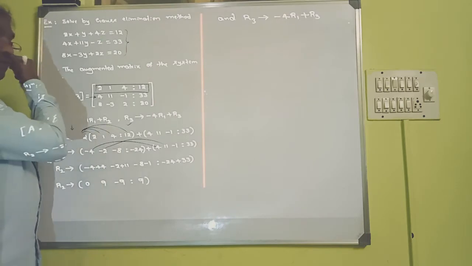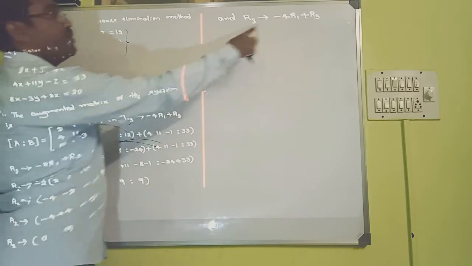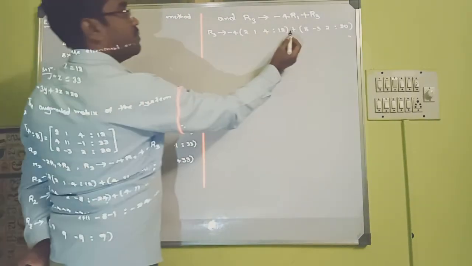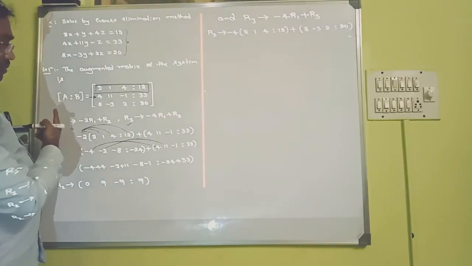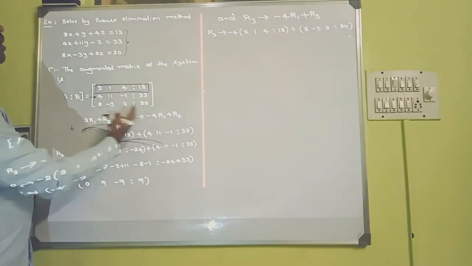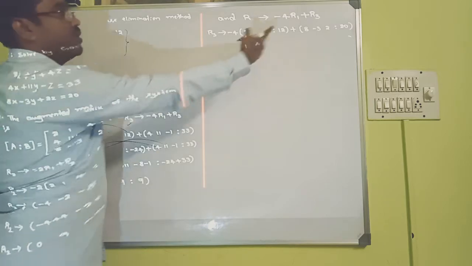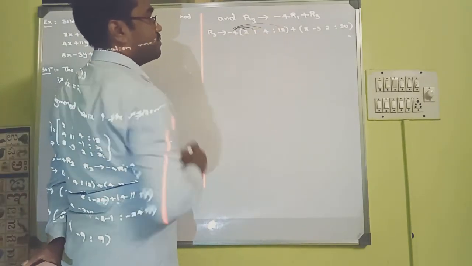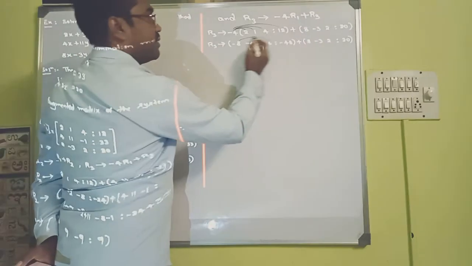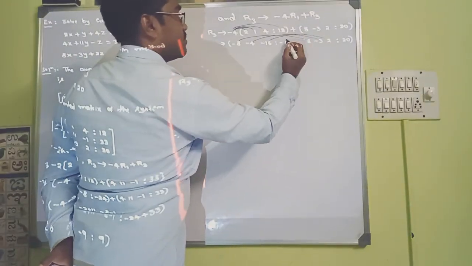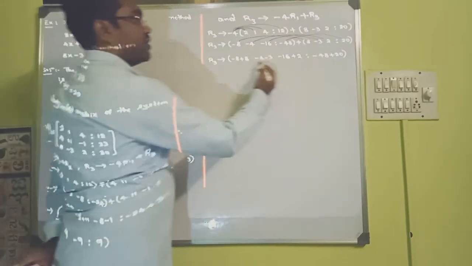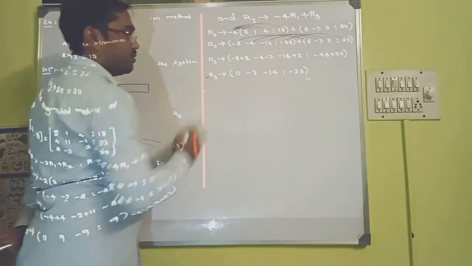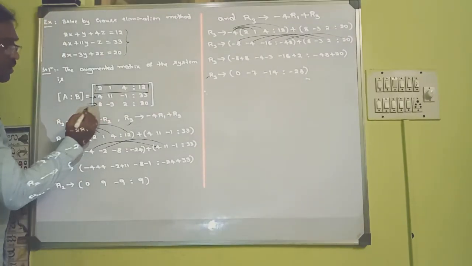Now let us replace R1 as this row here, minus 4 times R1 plus R3. R3 is this. This is our R3. 8 minus 3, 2 we have written. Now multiply minus 4 inside everywhere. Yeah, we have multiplied. Then add the corresponding elements. If you add the corresponding elements, you will get this. Then simplification will give this new R3, which has to be replaced in this place.